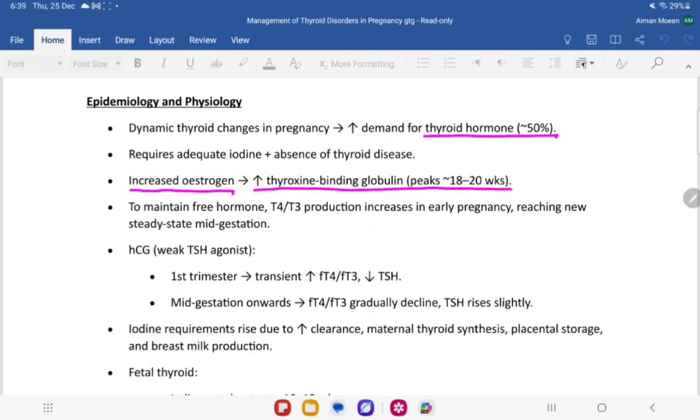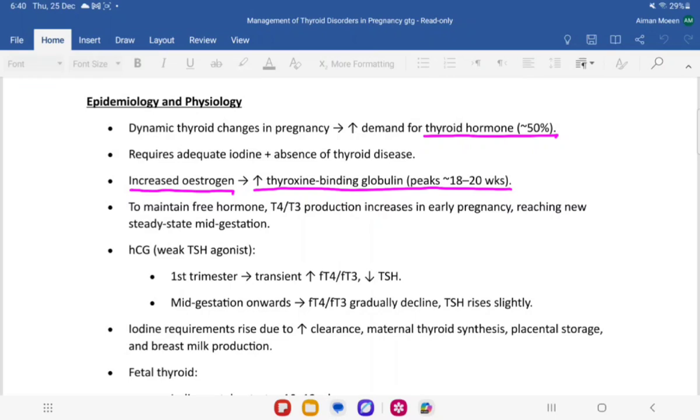So to maintain the free hormone production, the body now reaches a new set point, right? Because now the body will need more free thyroid hormone, since it is only the free portion that is available to work in the body. When thyroxine binding globulin is increased, the free hormone available for use will be less. So now the gland will start working more to cope with this 50% increase.